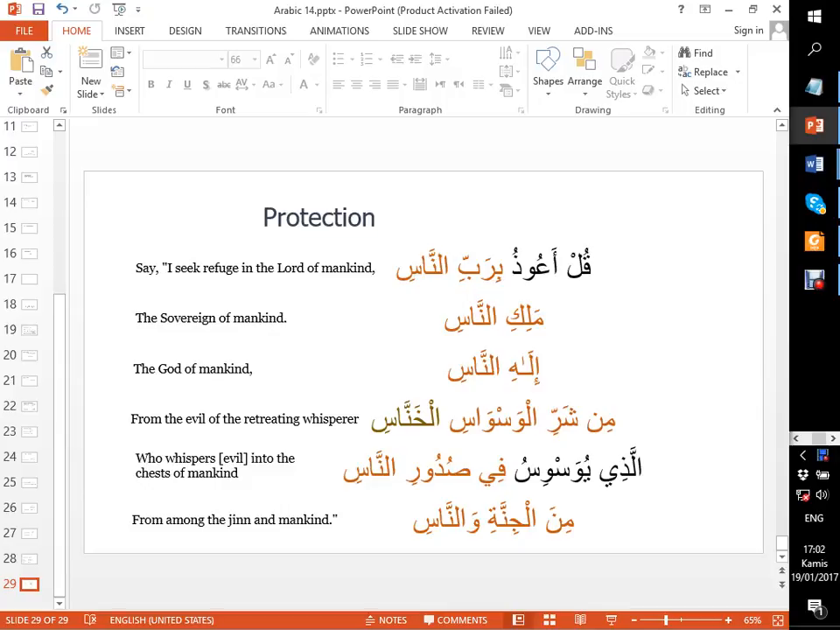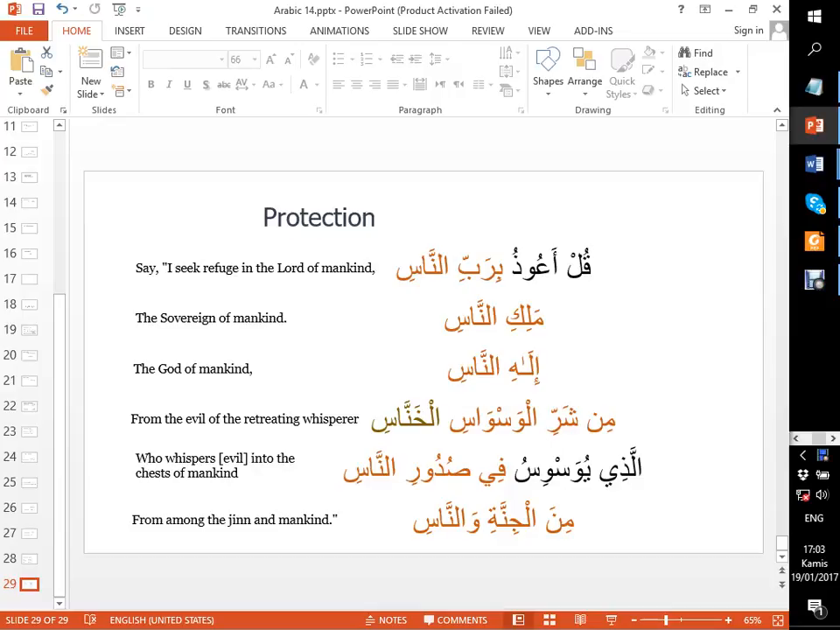Was means whispering, but it's not just one whisper. It is whisper one time, whisper second time, whisper third time. So it will repeatedly whisper. Khannas, the translation will be repeating whisper. So it will come back.